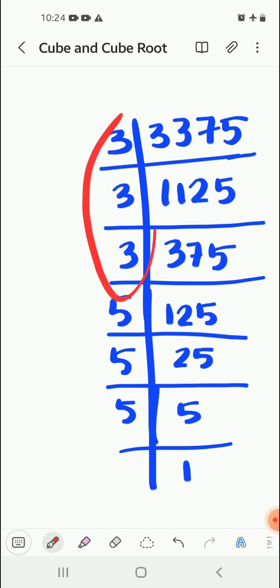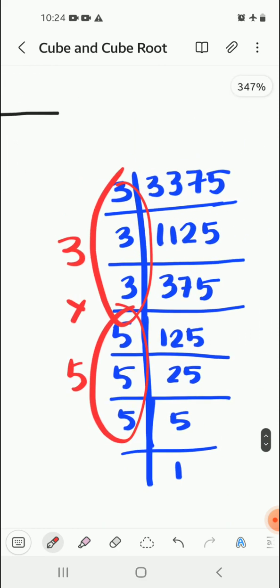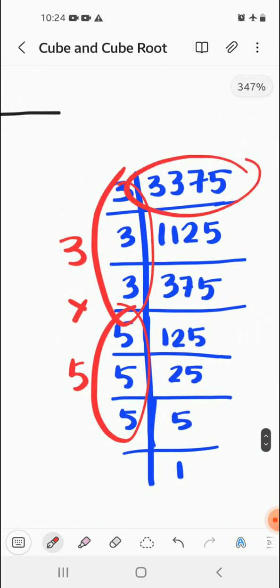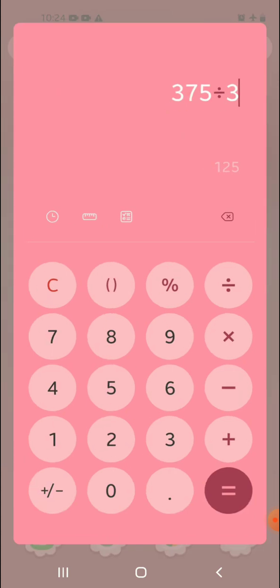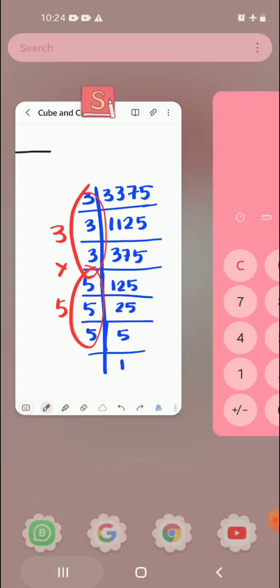Now from here, we will make groups. The first group will consist of 3's and the next group of 5's. So it is 3 into 5, that is 15. So we can say that 15 cube is 3375. We can check the answer whether it's correct. See, 15 cube is 3375.